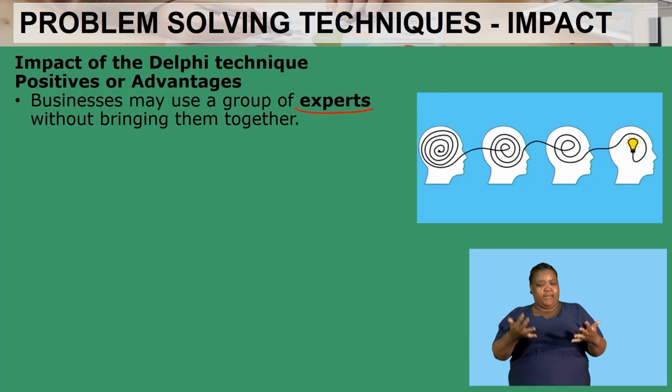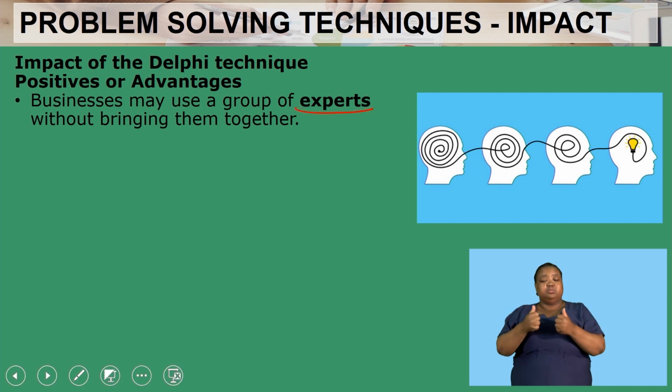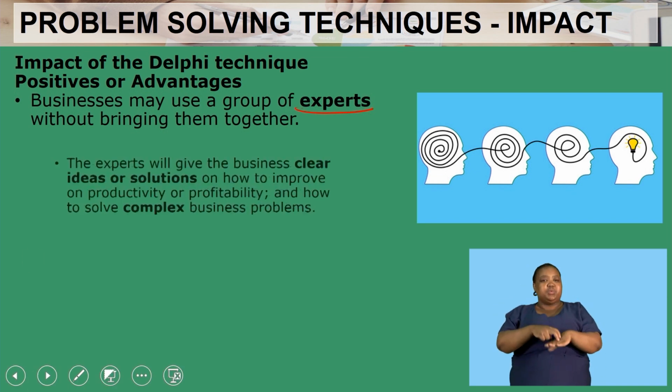So now, what are the benefits of doing that? Remember, I said we've got the applications. From applications, we now move to what? We move to the positives and the negatives. So what are the benefits of using a Delphi? Businesses may use a group of experts. What do you know about experts? They know better. Without bringing them together, they don't have to be in one place, remember. So which is a good thing.